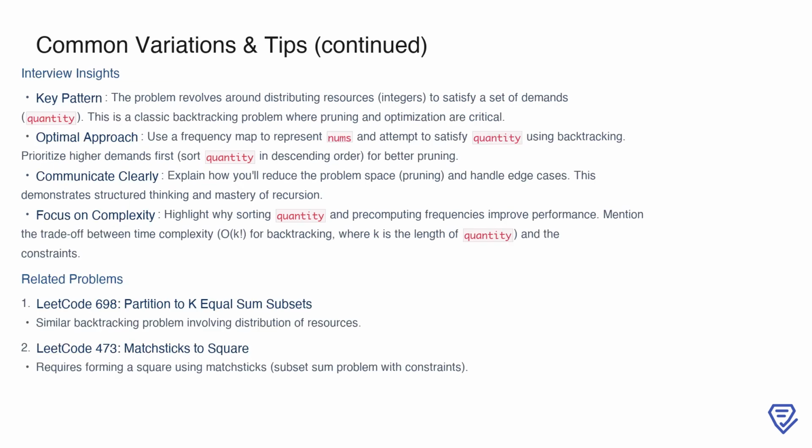This problem is a great example of a resource distribution challenge, where integers in nums must satisfy demands specified in quantity. It's a classic backtracking problem that heavily relies on pruning and optimization. The optimal approach begins with creating a frequency map for nums, which helps you efficiently track the availability of integers. Then, focus on satisfying the demands in quantity by sorting it in descending order. Tackling the higher demands first improves pruning opportunities, as you can quickly identify and discard unworkable paths.